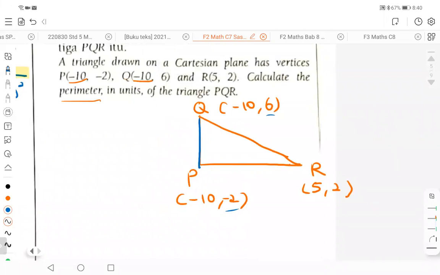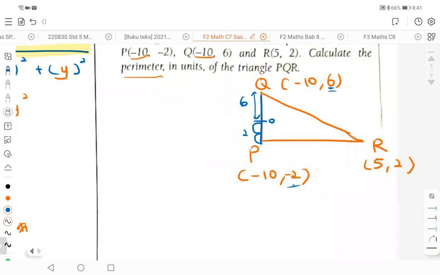Okay, another way would be here. This is y, right? This is 6. This is -2. Then the origin, right? -2, -1, 0. Here origin. And then another 6 units up. So 6 plus 2. If not, you just use the normal one, you just minus. PQ equal to 6 minus -2 equal to 8 units.